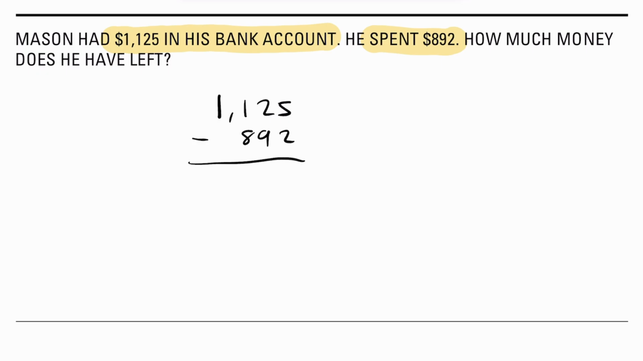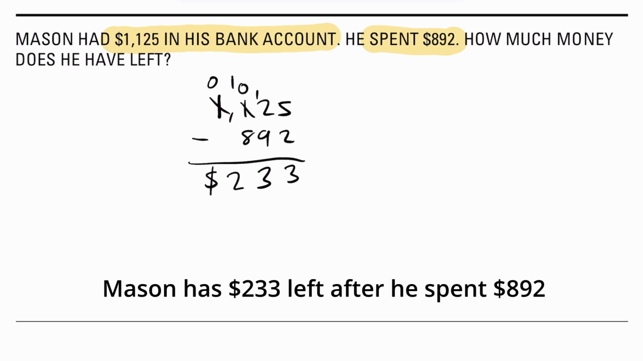Make sure you set up your place values correctly. And so 5 minus 2 is 3. 2 minus 9, we can't do that. That becomes 0. That becomes 12. 12 minus 9 is 3. 0 minus 8, well, we can't do that, so we have to borrow there. And then we get 10 minus 8 is 2. And so we end up with $233. And so what that means is that Mason has $233 after he spent $892.